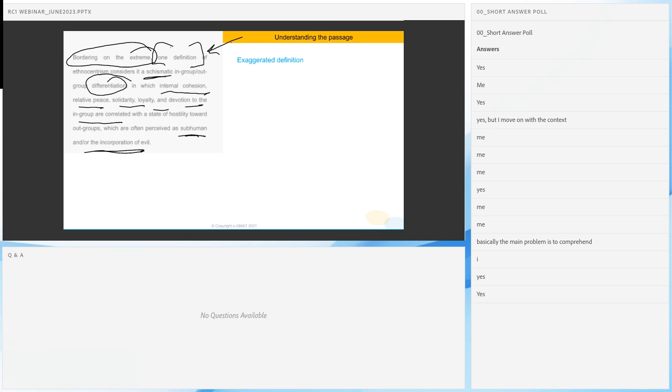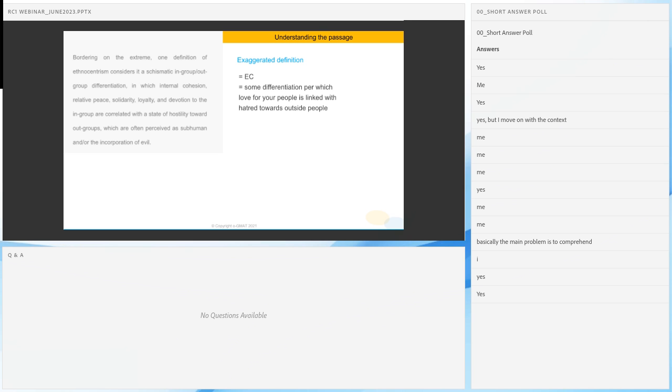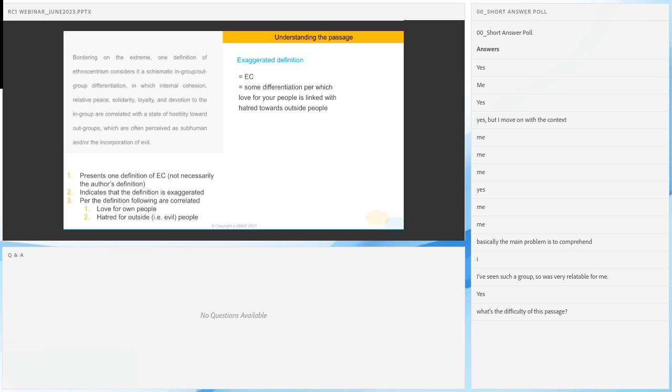All right. So first of all, it's given as an exaggerated definition, bordering on the extreme, as I said. It's some differentiation in which love for your people is linked with hatred towards outsiders. Okay. So essentially, what the author is doing over here is he presents one definition of EC. He indicates that that definition is extreme, it's exaggerated, and then, as per this definition, these things happen.